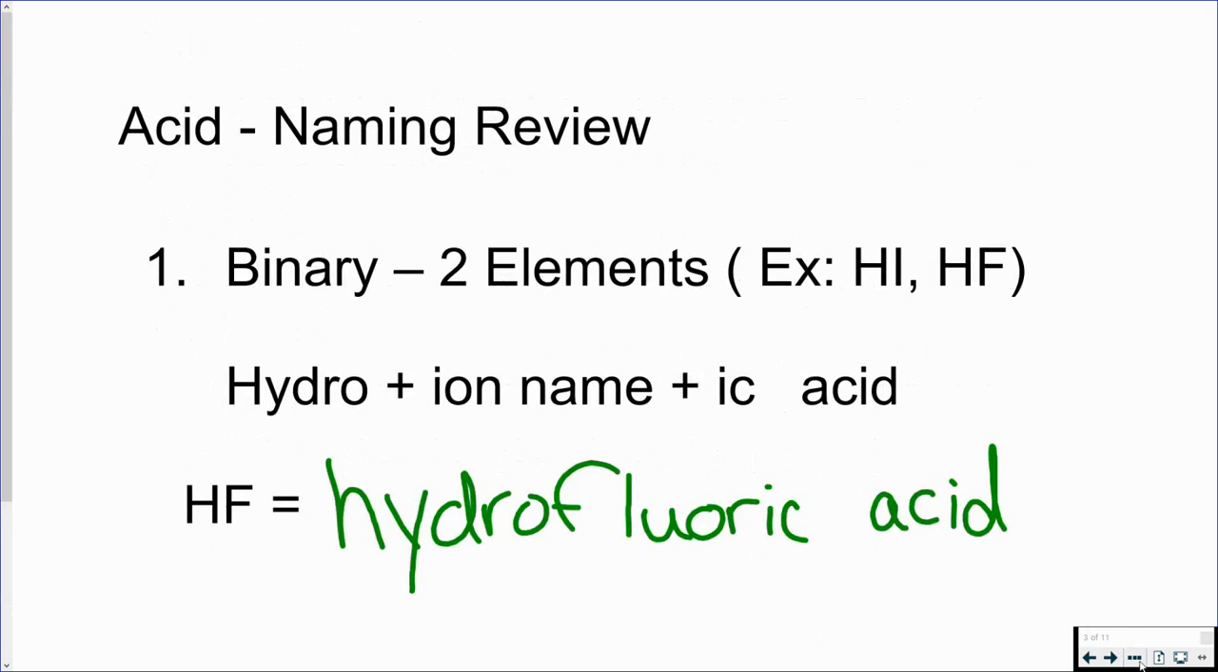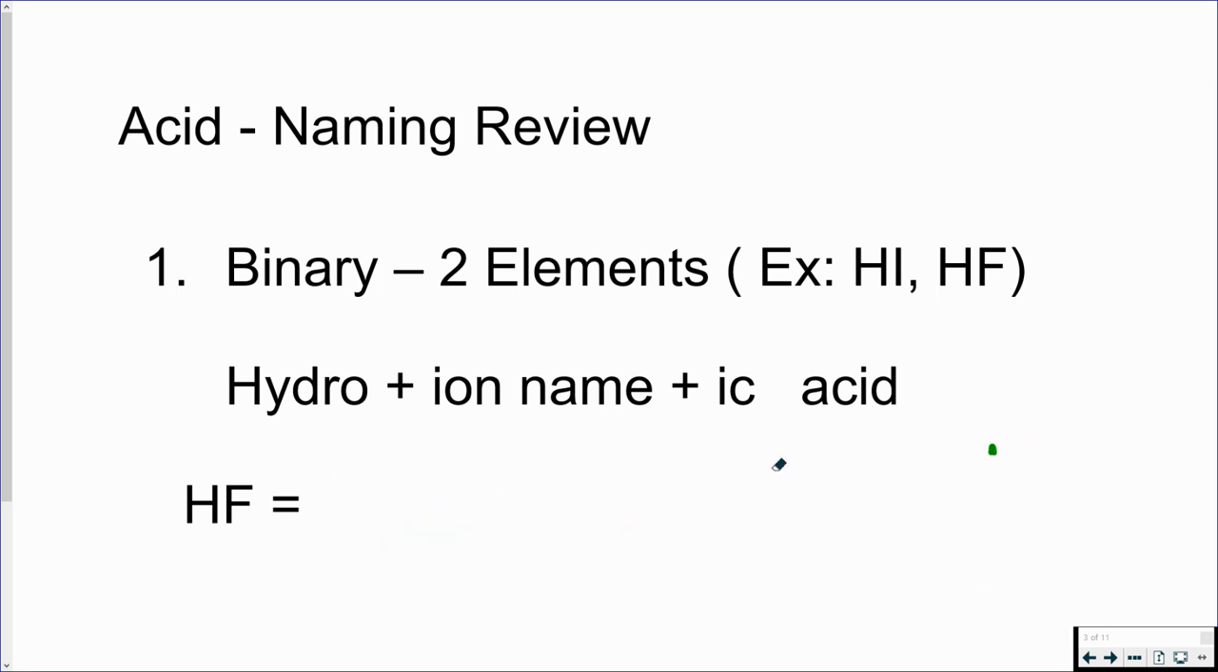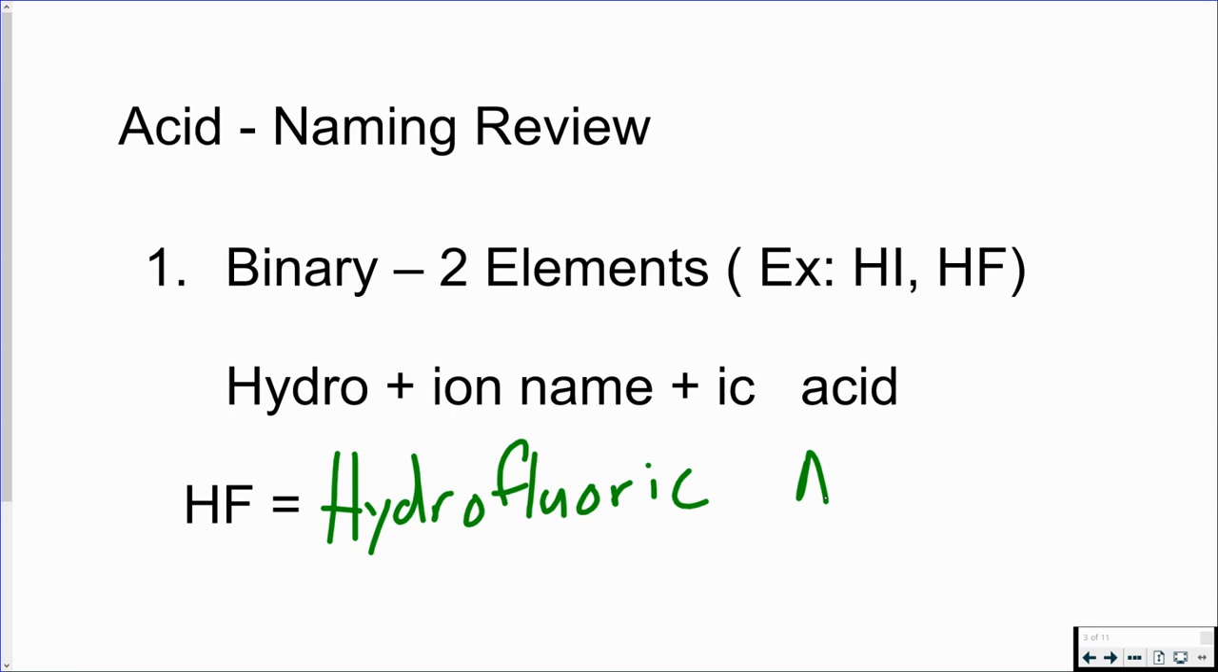So we do have to take it back a little bit, and I'm going to go ahead and erase this. And we need to go over how to name acids. Well, for binary acids, it is hydro plus the ion name, which is fluoride. Change it to fluoric, and then add acid. So you have hydrofluoric acid.